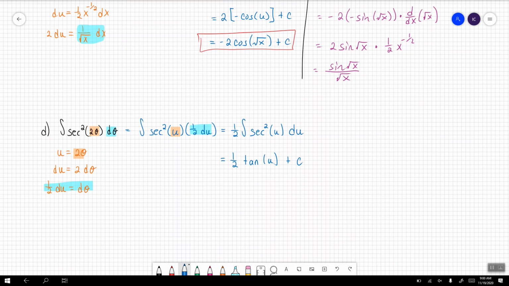Again, the variable initially was not u, the variable was theta. So we resubstitute. 1/2 multiplied by tangent of u, which is 2 theta, plus c. And this is our final answer.